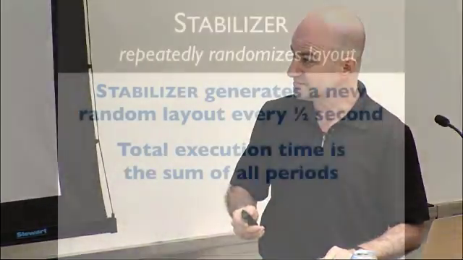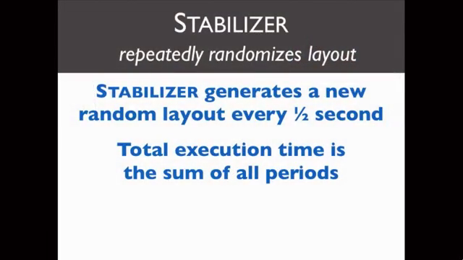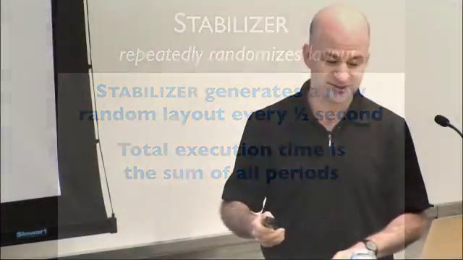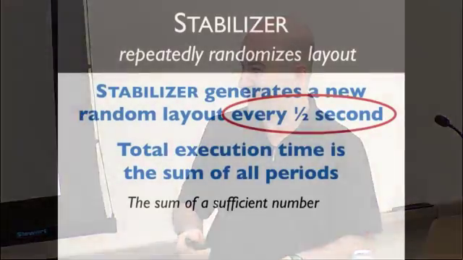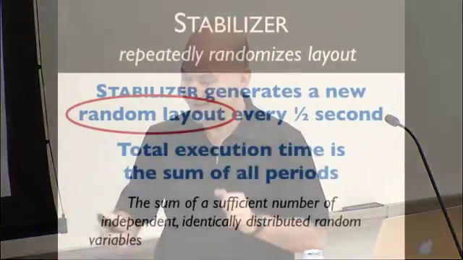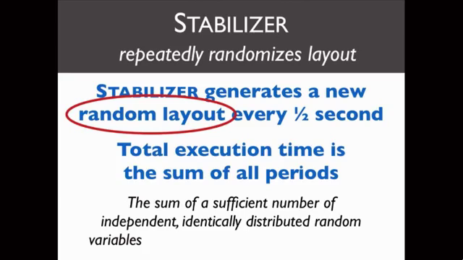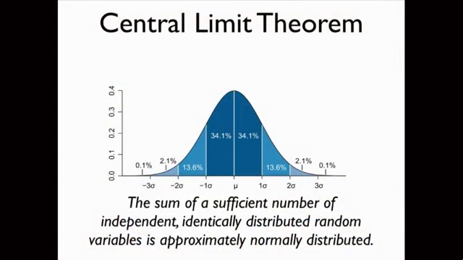What's going on? The way Stabilizer works, it generates a new random layout every half second. And if you think about it, you've got your whole program, and it's composed of a bunch of these half-second epochs. Your total execution time is the sum of these periods. So it's the sum of a sufficient number of independent, identically distributed random variables. Those are approximately normally distributed. This is the central limit theorem. So doing this randomization repeatedly actually means that you can use the central limit theorem.